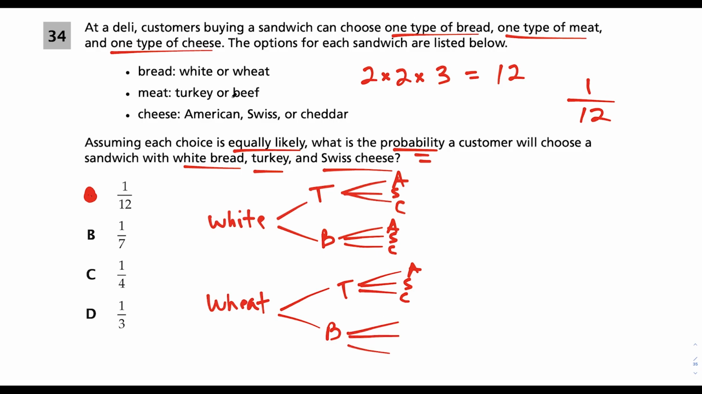But let's say there was like 10 types of cheeses and like 8 types of meats. I'm not making a tree diagram because that's going to take up my entire test paper. Okay, so this is all the possibilities.